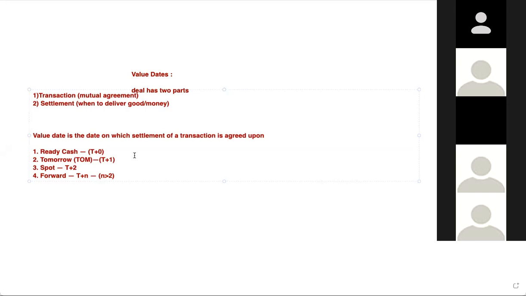Supposing you transact in spot and settle in forward, the counterparty may even file a legal suit against you.